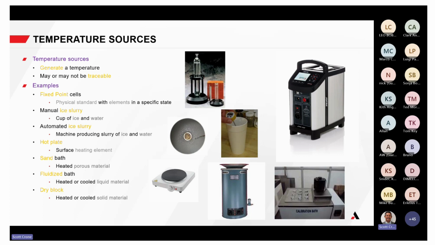So what ends up happening is we've migrated to the dry block. The dry block is a great portable temperature source that's used for many industrial applications. It has evolved over time to give us features that bring it even closer to some of the laboratory sources like the fluidized bath. The way it came about was a customer came to a sensor manufacturer and said, hey, we need something that's a little bit easier to use than a fluidized bath. And that's how the dry block came to be.